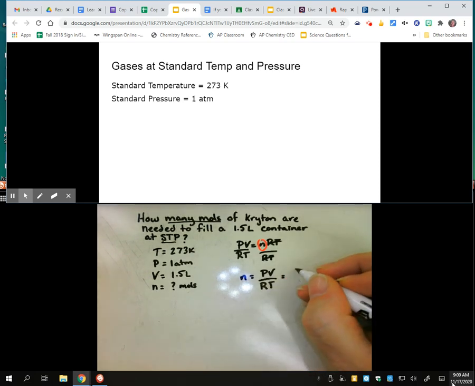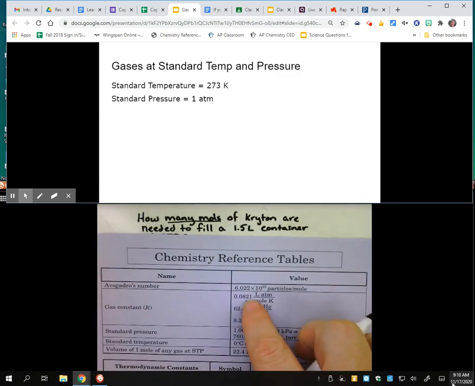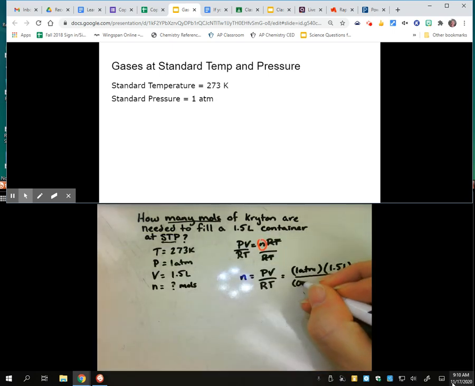And now it's just plug and chug. So my pressure is 1 atmosphere. My volume is 1.5 liters divided by R, which in this case, because I chose to use my pressure in atmospheres, I need to choose this value of R, because it's the one that has atmospheres in it. And then our standard temperature is 273 Kelvin.